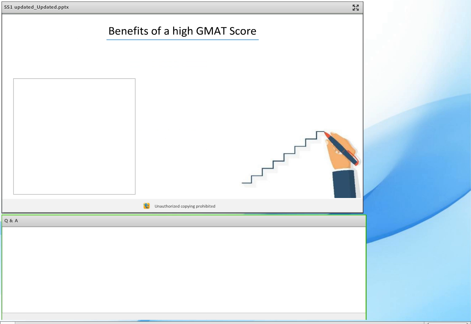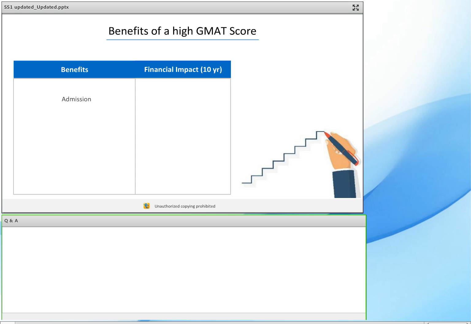So let's understand how you ace the GMAT. But before that, let's summarize what the benefits of a high GMAT score are. The first benefit is admission to the school of your choice. If you're aiming for an MIT, a Harvard, a Booth Chicago or a Tuck, and you get into that school, the enthusiasm and the surety of a future career has easily a financial benefit of $500,000 over a 10-year period.